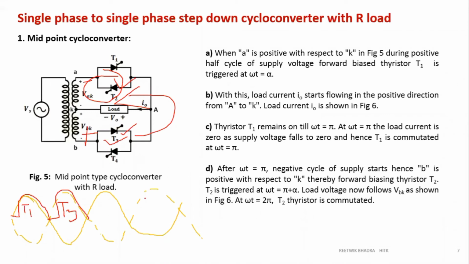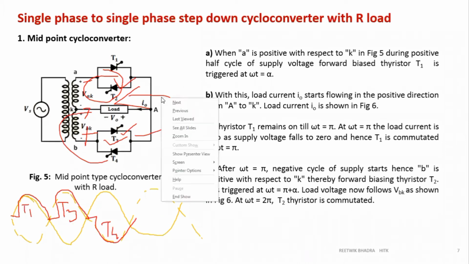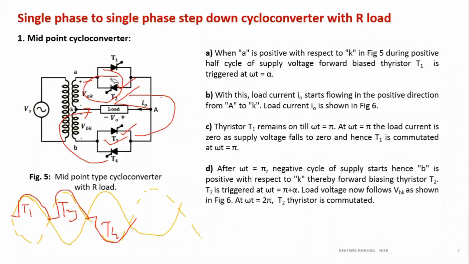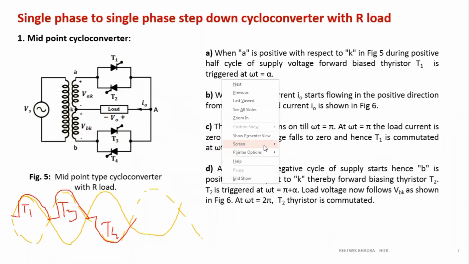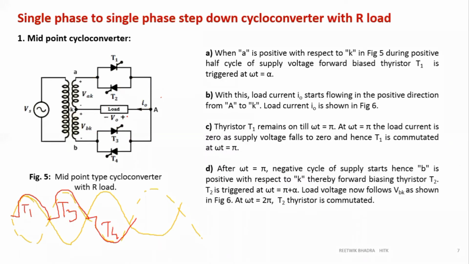Then in the next two cycles, instead of turning on T1, what will turn on? T4. If T4 is on, current will flow in this direction, so voltage will be negative. So we'll get a negative voltage. Now in the next cycle, which should be on? T3 and T2, right? But we want a negative voltage. If T3 is on, we have seen we are getting positive voltage. If T2 is on, current flow will be in this direction, we'll get a negative voltage. So T2.